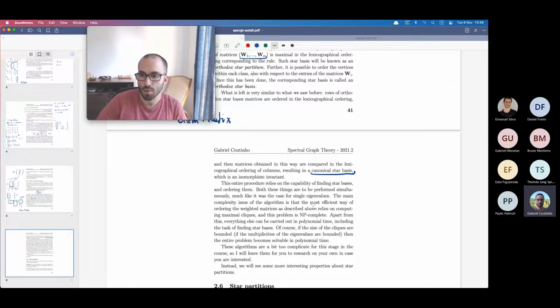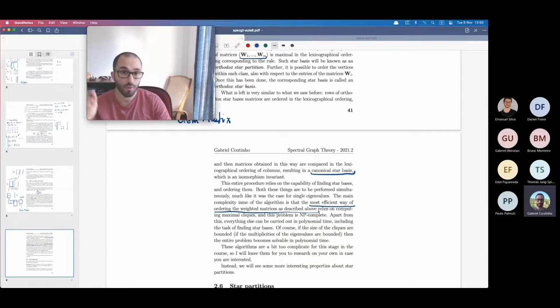The main complexity issue of the algorithm is that the most efficient way of ordering weighted matrices as described above relies on computing maximal cliques. And maximal clique is NP complete. So apart from this, everything else can be carried out in polynomial time, including the task of finding the star basis. Before, we found a star basis by computing a matching. Here it is going to be very similar.